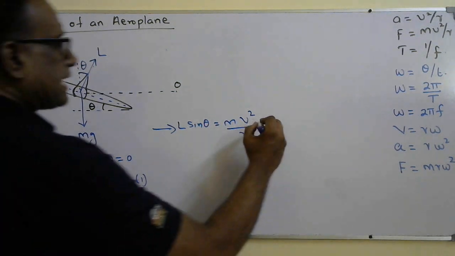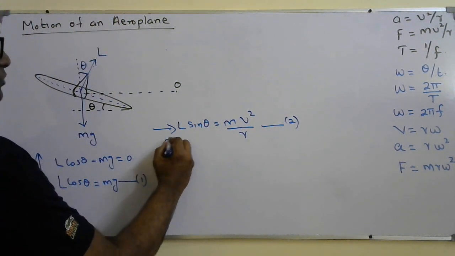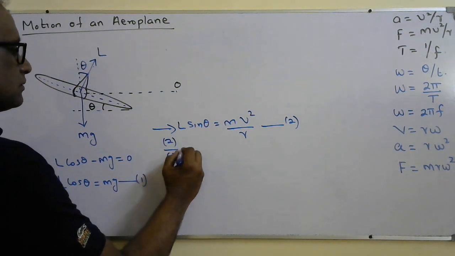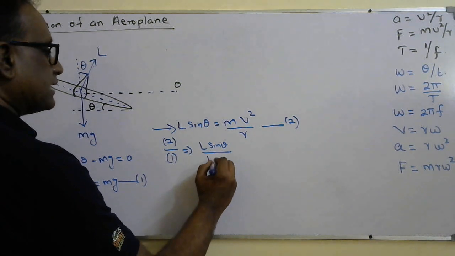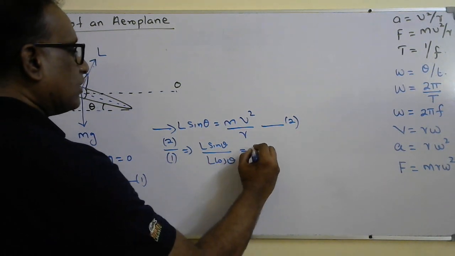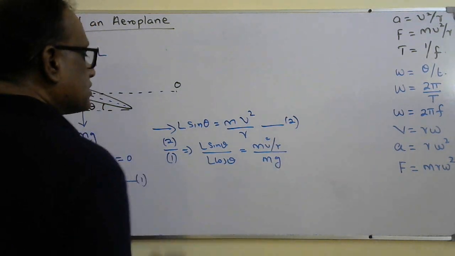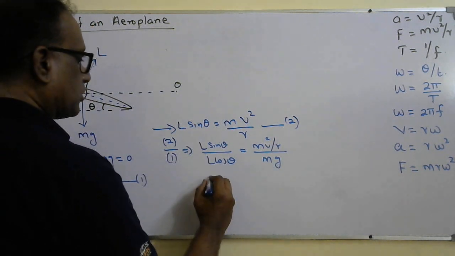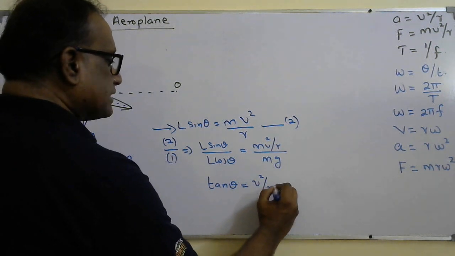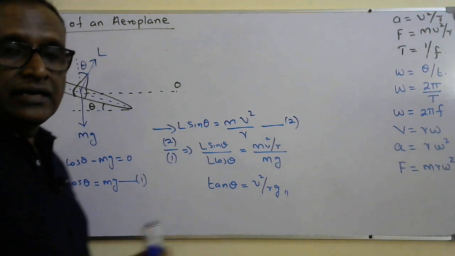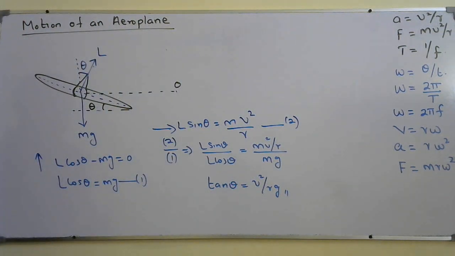Okay, so this is the second equation. Divide equation 2 by 1. L sine theta over L cos theta equal mv squared over r over mg. So L will get cancelled. Sine over cos is tan theta, equal to v squared over rg. Exactly the same thing as what we derived for the conical pendulum. Here also you will get it.